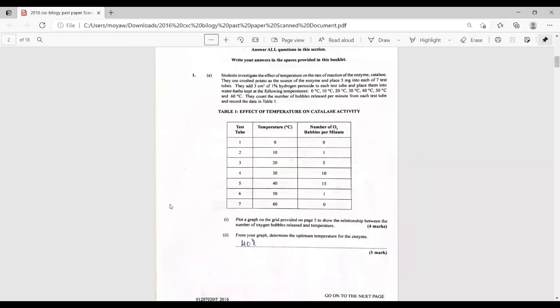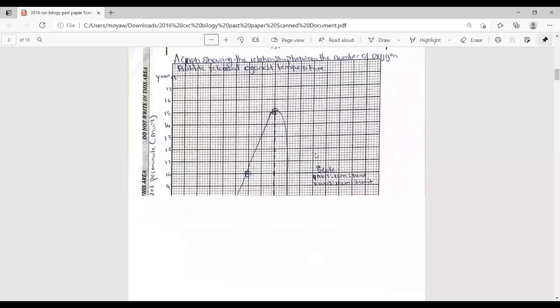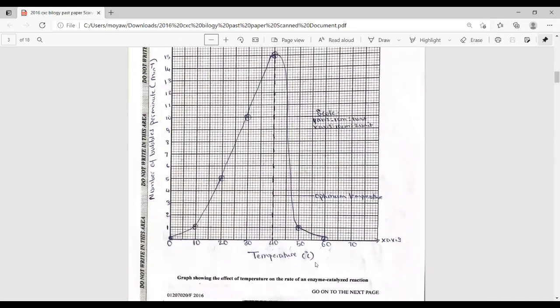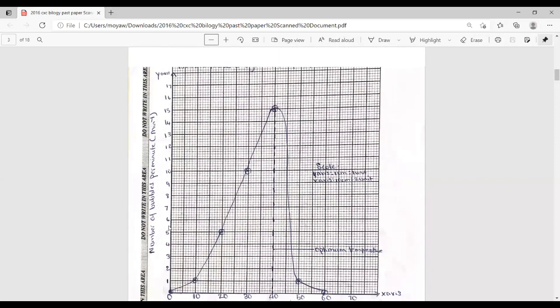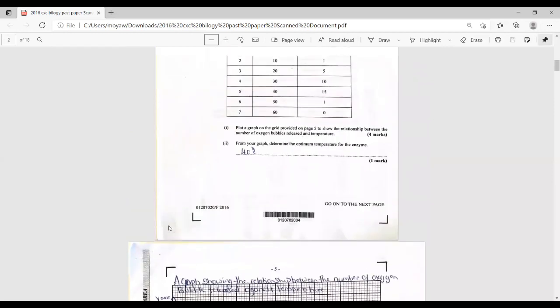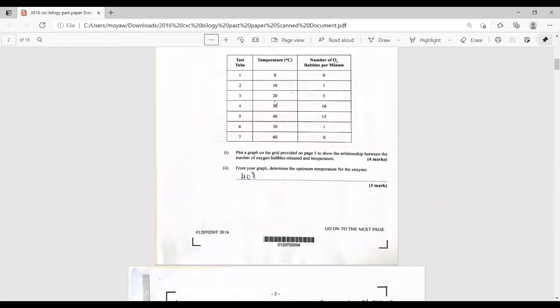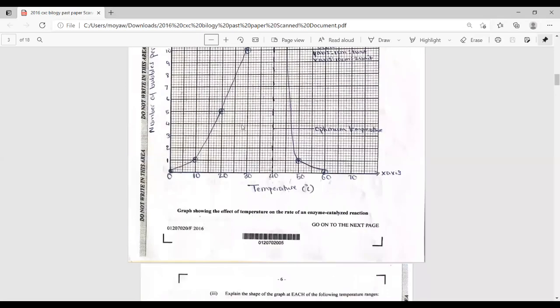Then the next one, for the second test tube, temperature is 10 degrees Celsius and the number of bubbles produced is 1. So temperature is on the x-axis, temperature is 10, number of bubbles produced is 1. I'm going to show you guys one more, but you should be able to plot your graph on your own. So the third one is temperature is 20 degrees Celsius and the number of bubbles is 5. Going back, temperature is 20, number of bubbles is 5. And we would have our next point here.